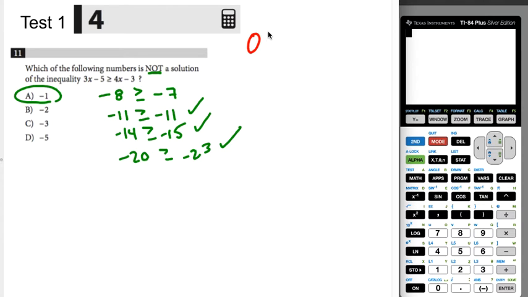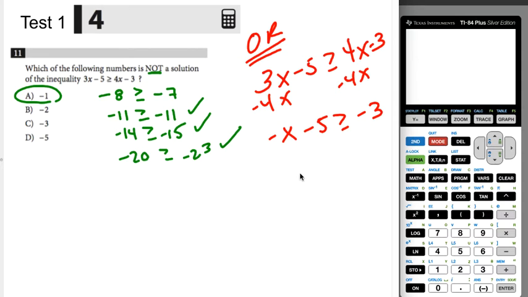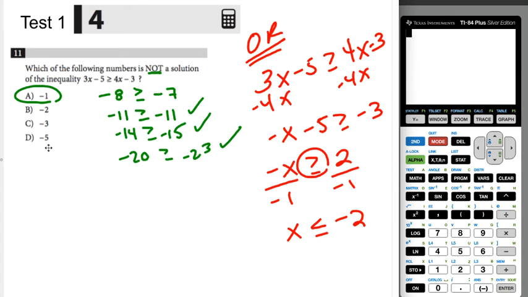The other way to do it, right, if you wanted to solve, is you could solve this thing and you'd see which of these answers falls outside of the solution. So the way I'd solve is probably by subtracting the 4x over. So I get -x minus 5 is greater than or equal to -3. I'd add the 5 over, so -x is greater than or equal to a 2, right? And when I divide by the negative, I have to change the direction of the inequality sign. So I'm going to get that x is less than or equal to -2, and all of these are all less than or equal to -2, which is why it's not them, and the answer is A, right? So again, either way is totally fine.